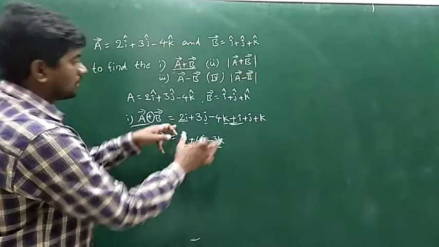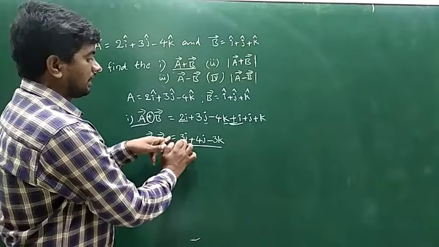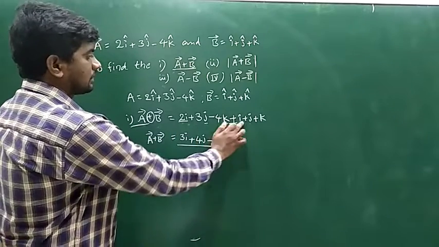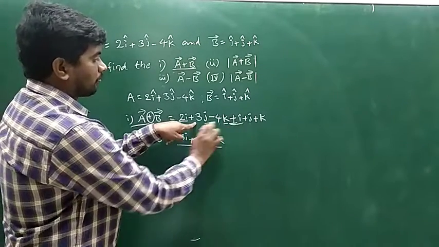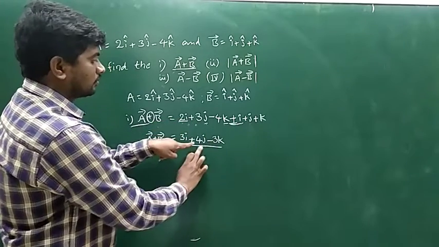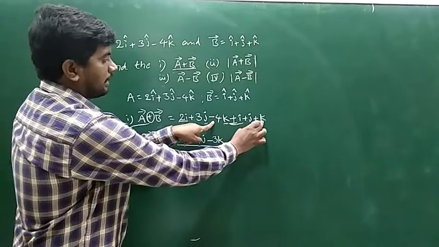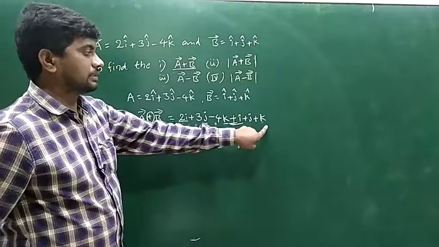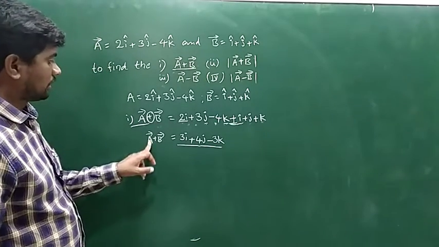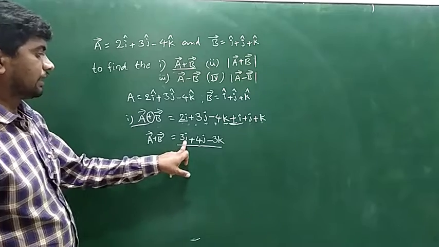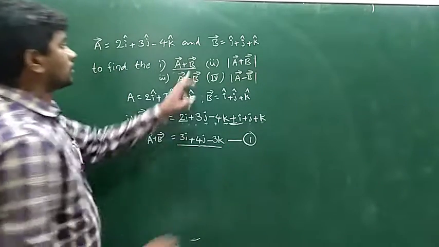Repeat once again. The i, j, k unit vectors. To add the same unit vectors, 2i plus i is equal to 3i. Next, the same unit vectors j, 3j plus j is equal to 4j. Next, the unit vectors k, minus 4k plus k is equal to minus 3k. This is a bar plus b bar equal to 3i plus 4j minus 3k. This is the first one solved.